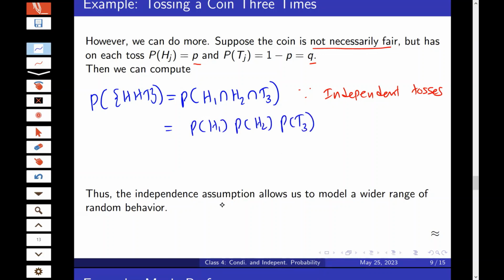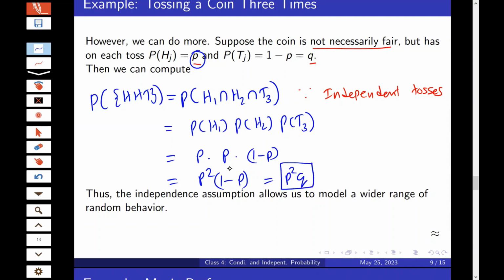Now the probability of getting head is not 1/2, it is p. So we can write p for this one, p for this one, and getting tail is 1 minus p, or q. So we can write this as p squared times (1 minus p), or we can say p squared q. Both answers are okay.